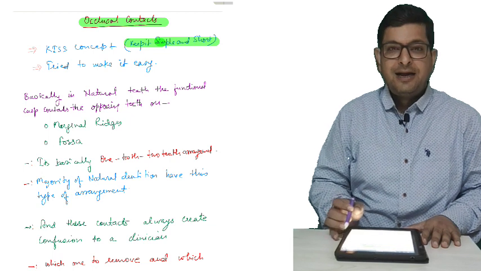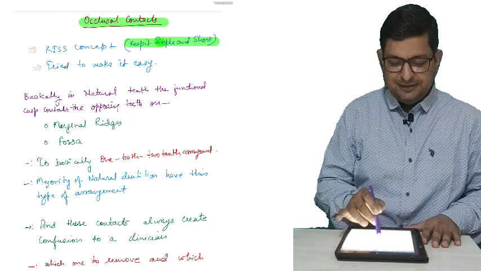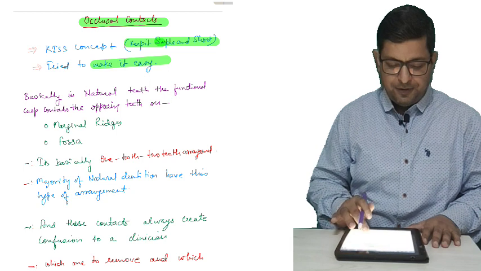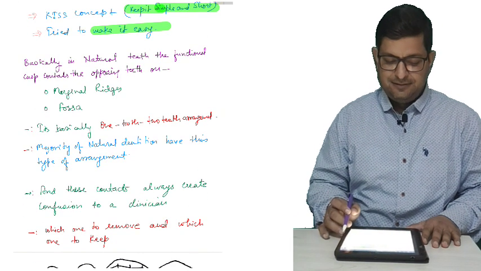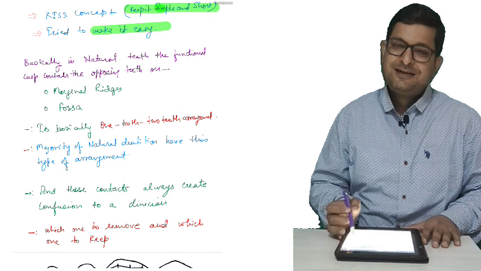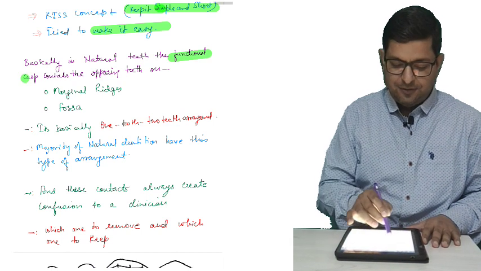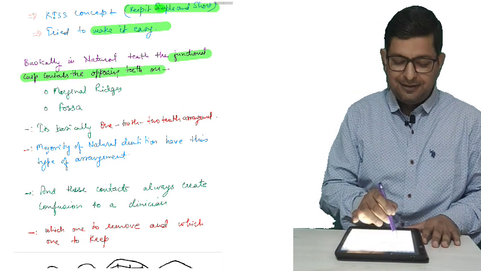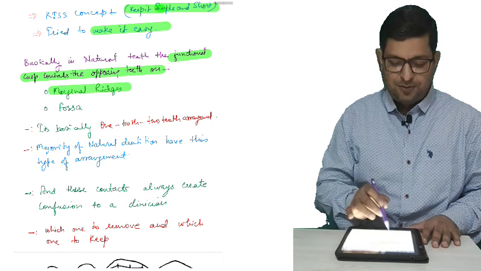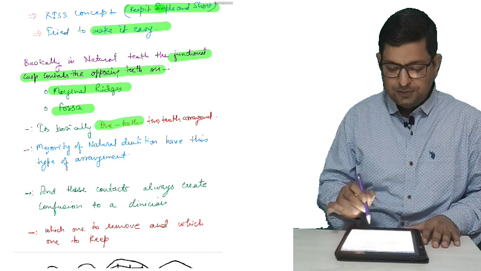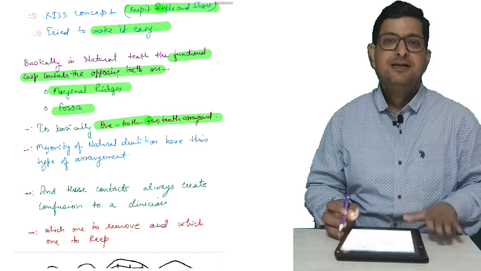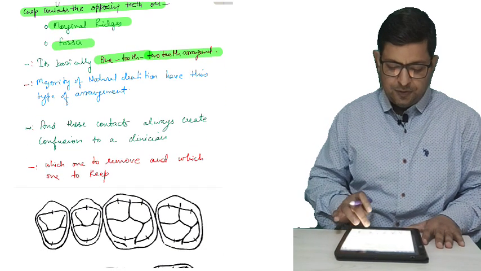This will make our work easy if you understand it properly. One thing I'll share with you: the functional cusp of natural teeth will contact the opposing teeth either in the marginal ridge or in the fossa. So it is basically a one tooth to two teeth arrangement in natural teeth.